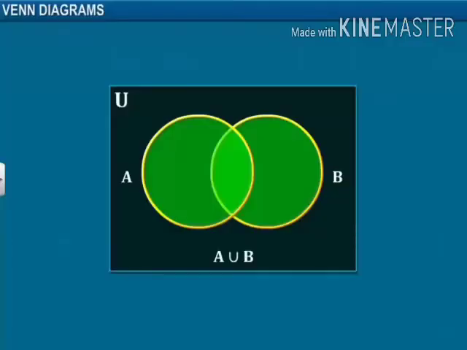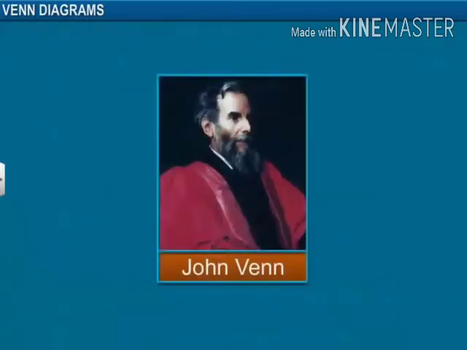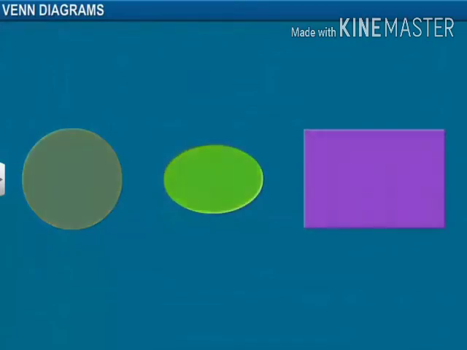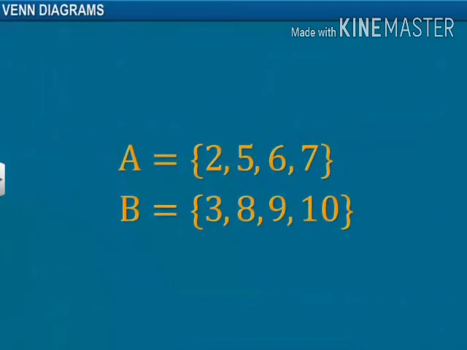A Venn diagram is a visual representation of sets. The concept of Venn diagrams was introduced by an English mathematician, John Venn. Venn diagrams are represented with the help of closed figures such as circles, ellipses, and rectangles. Let's draw a Venn diagram for the sets shown.